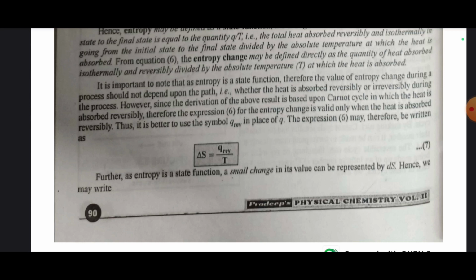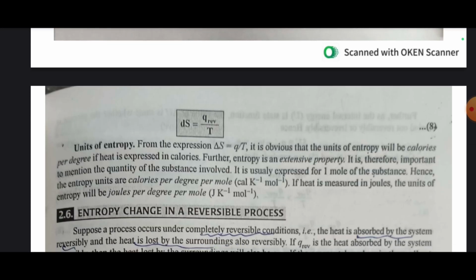Further, as entropy is a state function, a small change in its value can be represented by dS. Hence, we may write dS is equal to Q reversible by T, which is equation 8.